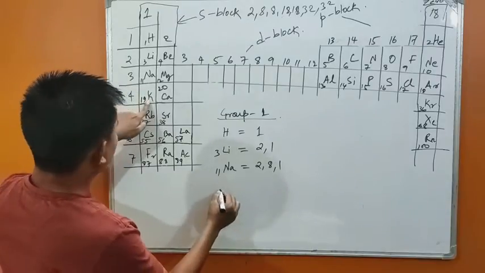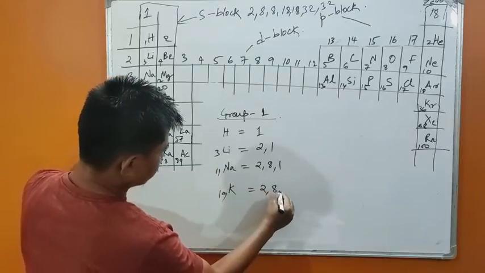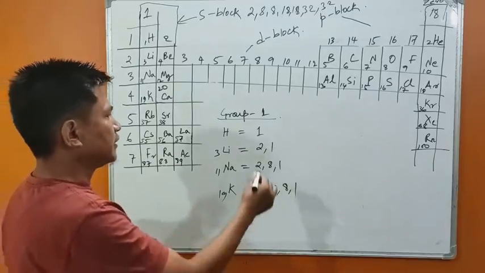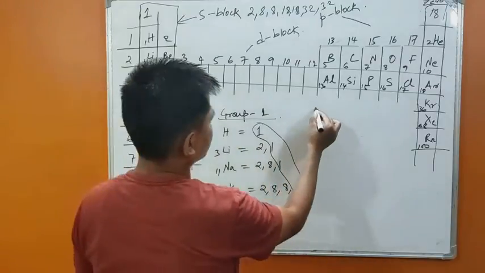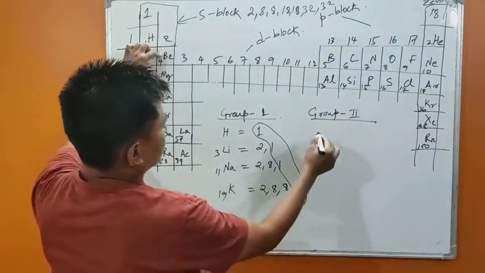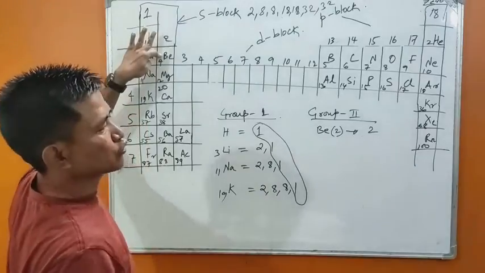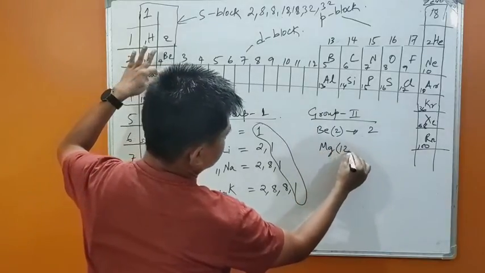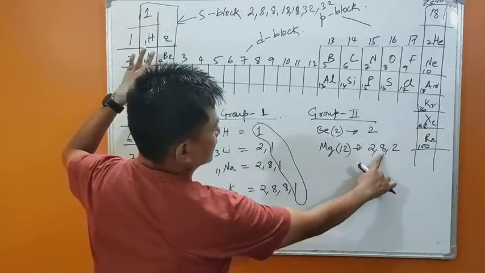Similarly, potassium, atomic number 19. 2 plus 8, 10, 10 plus 8, 18 plus 1, 19. That means elements of group 1 have 1 electron in the outermost orbit, isn't it? So let us say group 2. The atomic number of beryllium is 4, so the electronic configuration will be 2, 2. The atomic number of magnesium is 12, isn't it? So electrons will be placed 2, 8, 2: 2 plus 8, 10, 10 plus 2, 12.